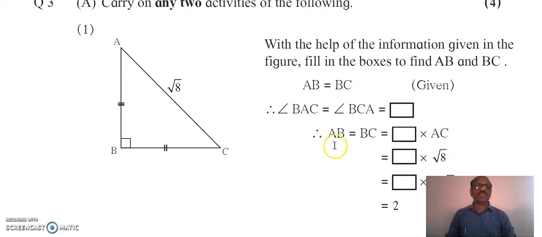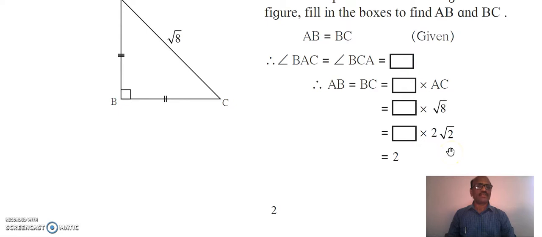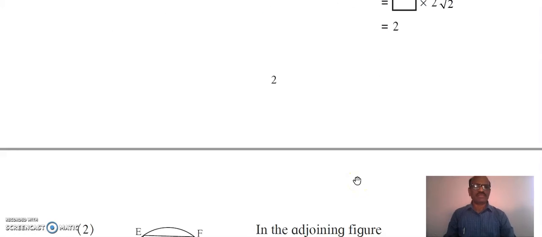Now therefore AB is equal to BC is equal to root 2 into AC, and that is root 2 into 8, that is the value of AC is root 8. Now this root 8 can be written as root 4 into 2, that is 2 root 2, and therefore overall you will get AB is equal to BC, then we will substitute the values.